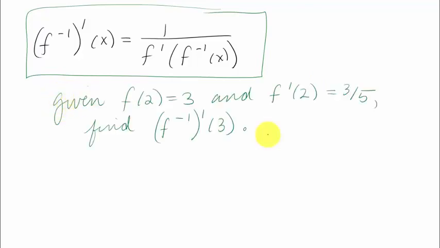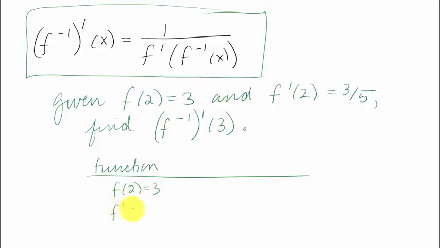If we're given f of 2 is equal to 3 and the derivative at 2 is 3/5, what we want to know is what's the derivative of the inverse of f at 3. Now, this can seem a little confusing, so I often make a chart, and I organize my function's information on one side. So I know f of 2 equals 3, and I know my derivative at 2 equals 3/5.